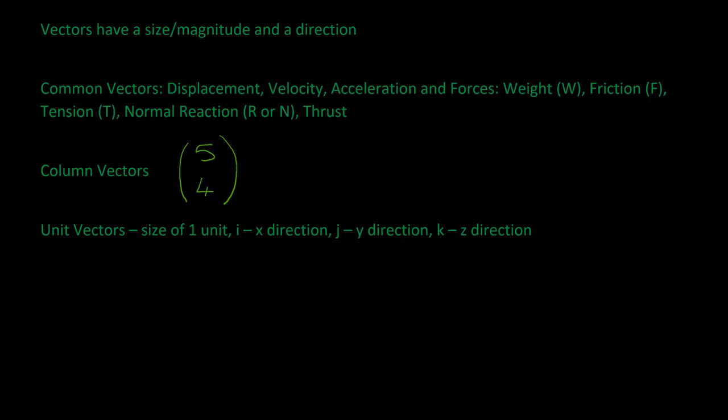Vectors have a size or magnitude and a direction. The common vectors you're going to come across in this unit are displacement, velocity, acceleration, and a whole range of forces such as weight, friction, tension, normal reaction, and thrust. Now, probably the first type of vector you came across was this column vector form, which you hopefully will have come across when you've done transformations at GCSE level.